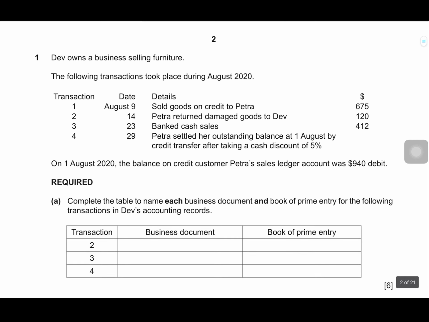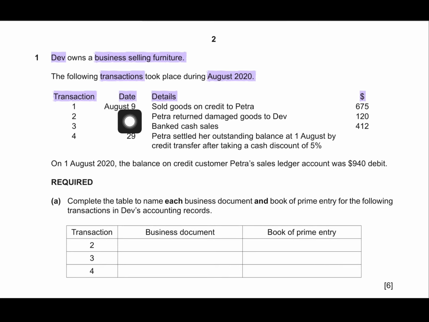The question says, Dave owns a business selling furniture. The following transactions took place during August 2020. So we are given some transactions. We know how many transactions there are? There are 4 transactions. We know the dates of the transactions, the details and the values. So let's read these one by one.